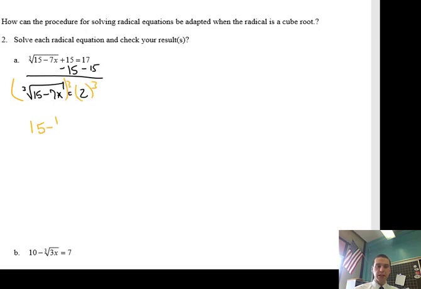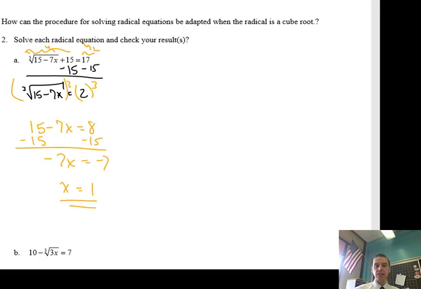We're going to get 15 minus 7x equals 2 cubed, which is 8. Subtract the 15. Negative 7x equals negative 7, and so x equals 1. You can go back and check again. How do you check? You put that into y1, put this into y2, or you can just plug in.